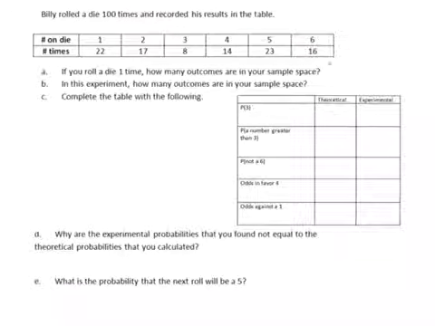Well, the answer there, as you probably are aware, is 6. You can get a 1, 2, 3, 4, 5, or 6. Those are the outcomes you can get.